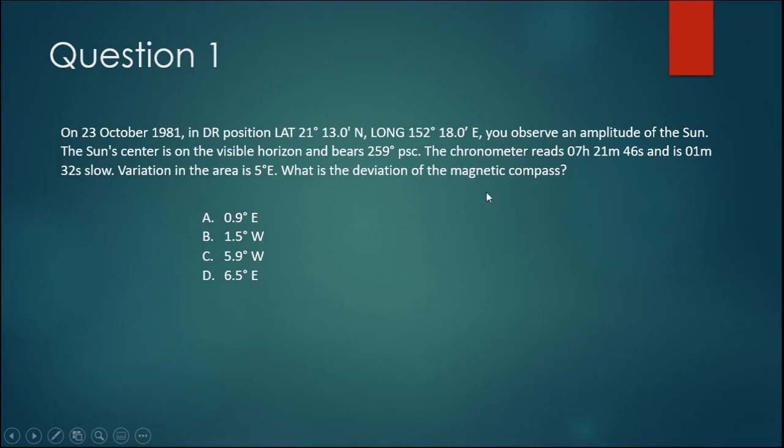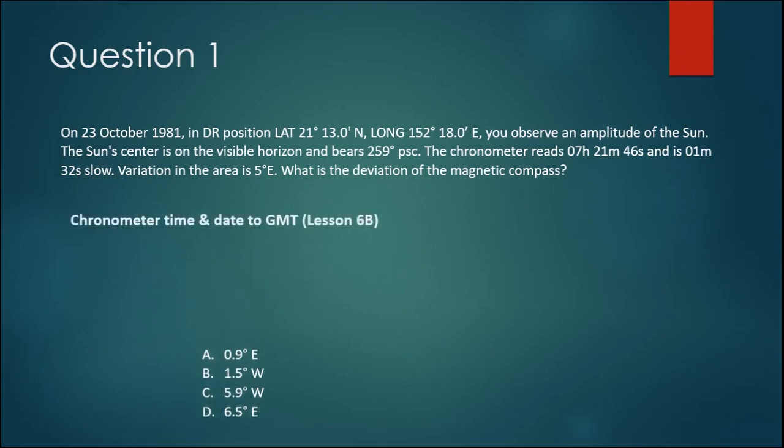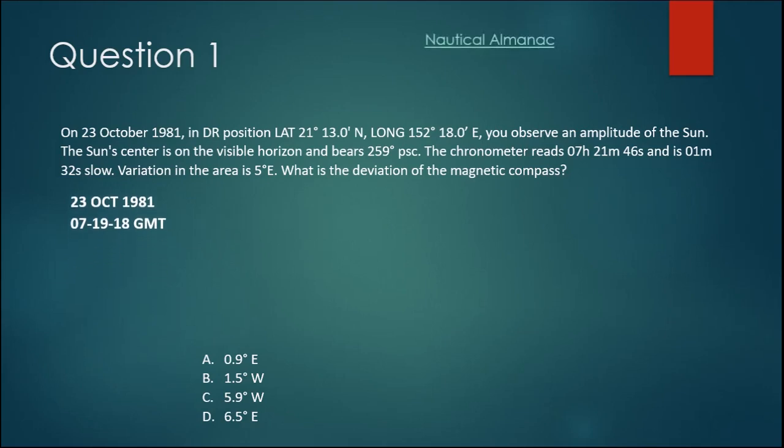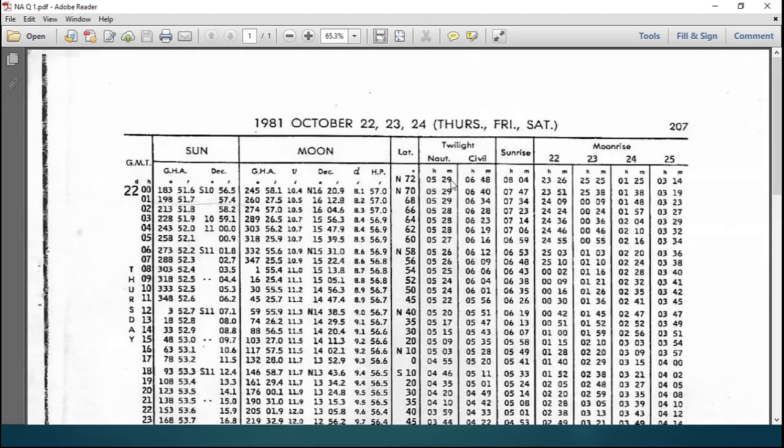So if we average 1830 for a sunset, take our DR longitude, and then use that to convert this chronometer time to a Greenwich Mean Time, we can go into the Nautical Almanac with that. And this one converts to 23 October at 07 hours, 19 minutes, 18 seconds. If you're unfamiliar with that, go back to lesson 6 and look at converting chronometer time to Greenwich Mean Time, and you can pick that up from there. So with that date and time, we can go into the Nautical Almanac and we'll look for 23 October.